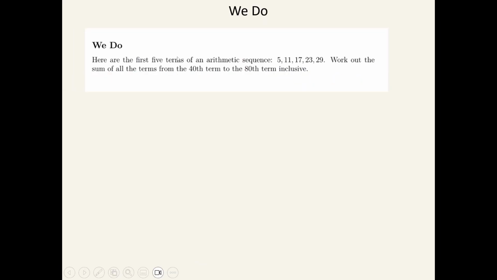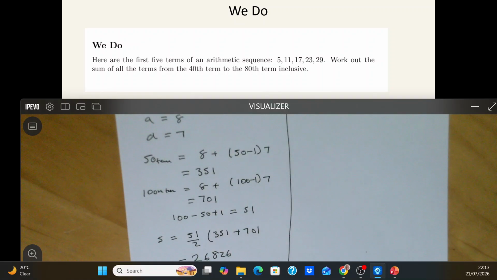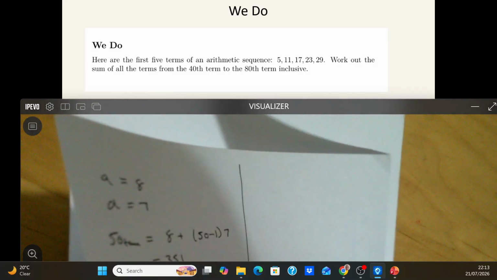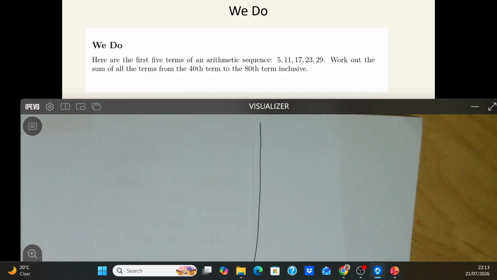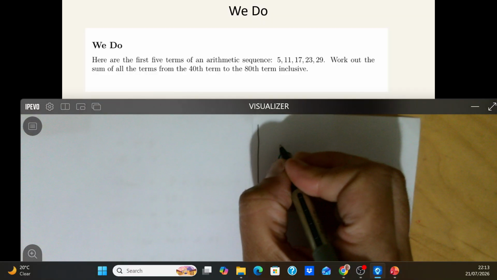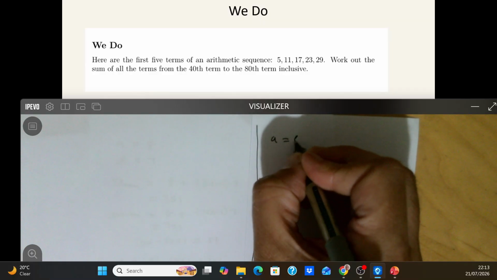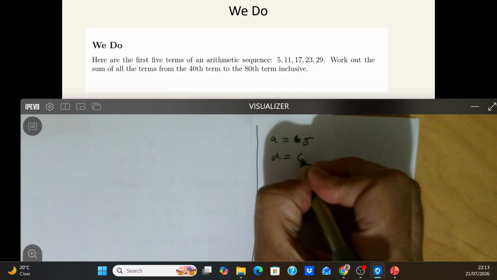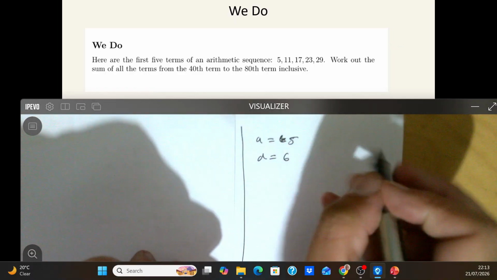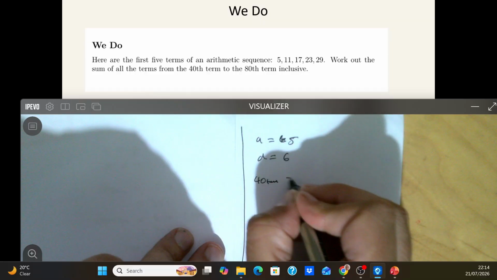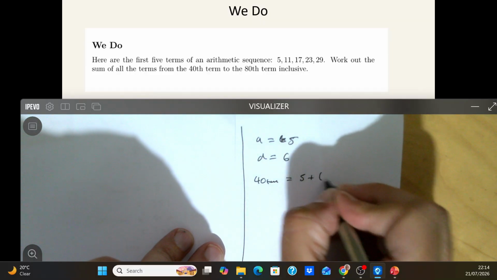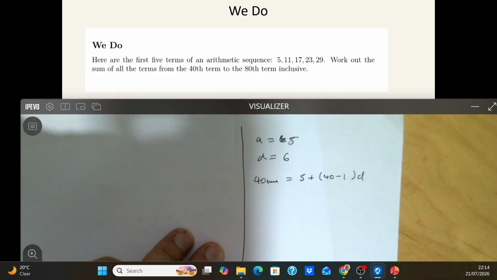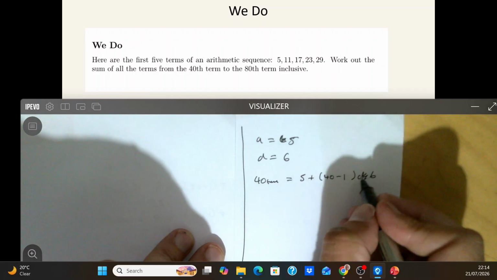You're looking at the we do. What was the first thing I wrote down? First term, which was 5. The difference, which is 6. It asked me what the 40th term is. So the 40th term is going to be my first term plus the number of terms minus 1 times by the difference, which is 6.